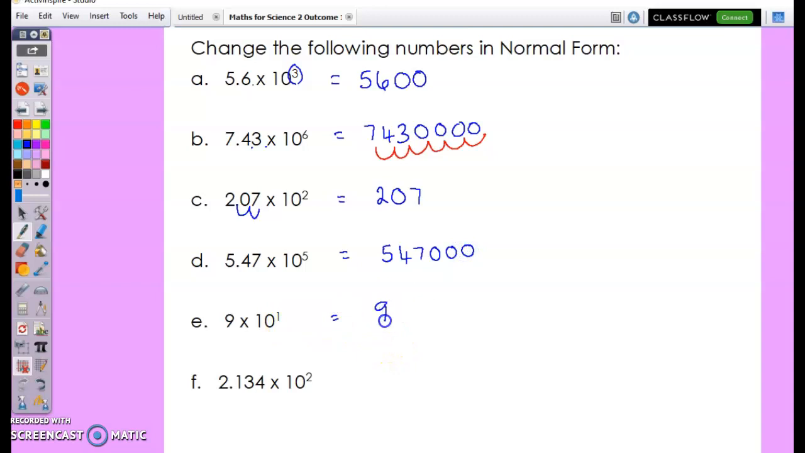9 times 10 to the power of 1 would just be 90. And 2.134 times 10 to the power of 2. There's 1, there's 2. Need to keep my decimal point in this time. I don't have enough to completely get rid of my decimal point, so I've moved it 1, 2 spaces, so I get 213.4. So that's the big numbers then. That's how we write numbers from standard form to out in full with big numbers with a positive power.